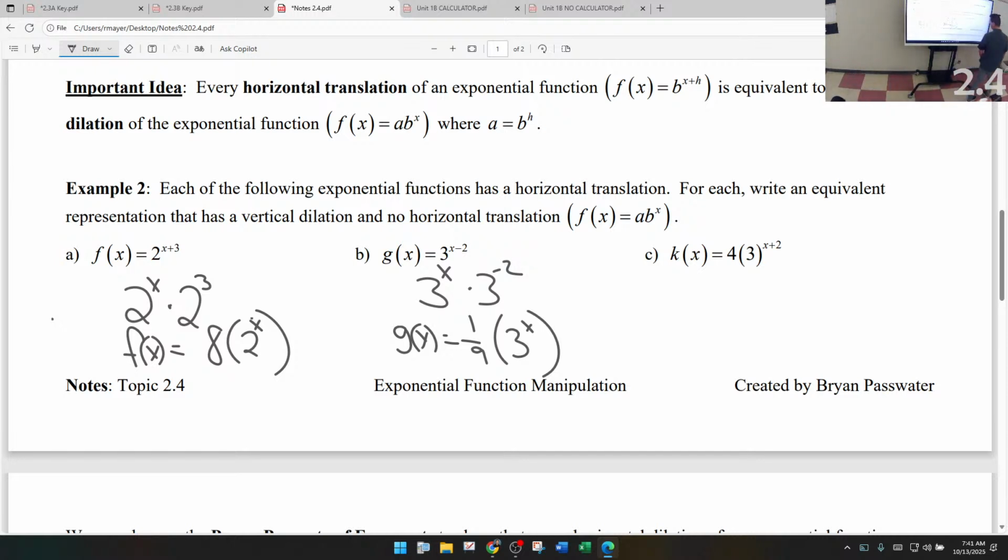Now this one already has a 4 there, so I'm just going to put that 4 over there and kind of leave him by himself. And then I'm going to go over here to this side and make it 3 to the x times 3 to the 2. And that 3 to the 2 makes the 9, and I'm going to put that 9 with that 4 because we can do that. So the 9 goes with the 4. That's going to make a 36. So I have k of x will equal 36 times 3 to the x.